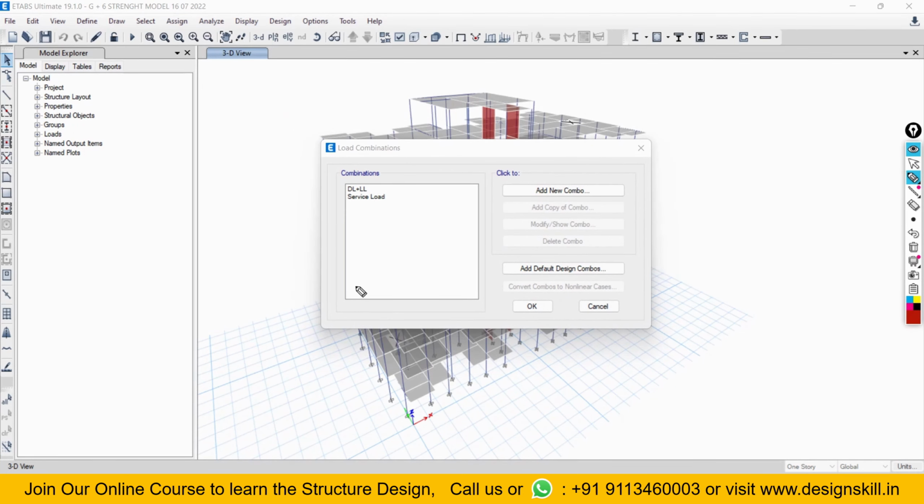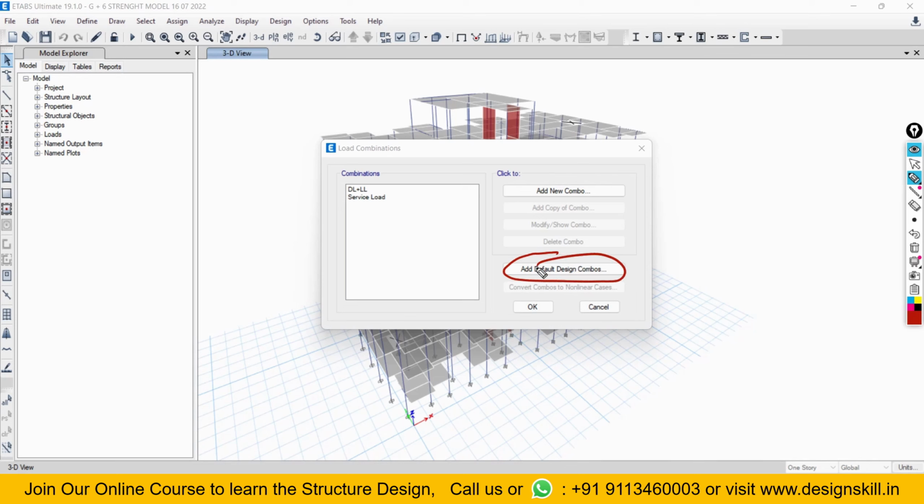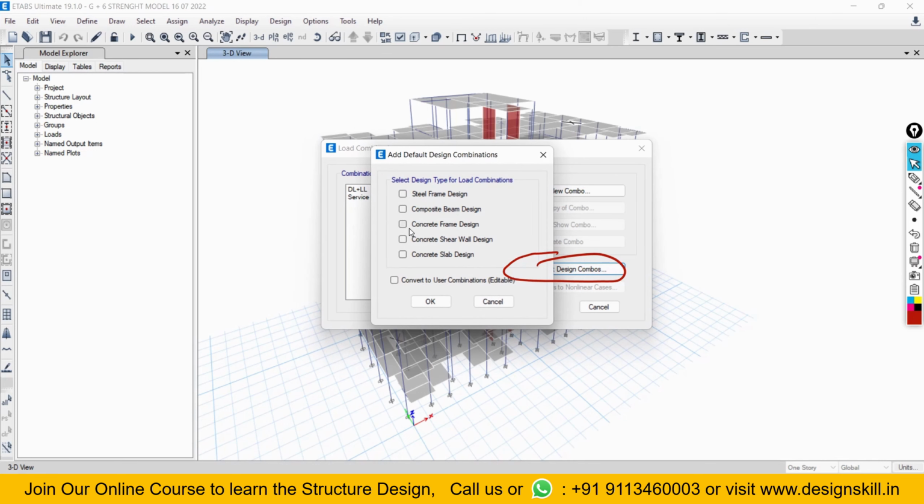There are two ways of adding load combinations in the ETABS software. The first way is to add the load combination manually. You can just click on Add New Combo and add the combination manually. The other way is to automatically generate the load combinations. You only need to click on Add Default Design Combo. On the basis of the load cases, it will generate the load combinations. So let us add this. Click on Add Default Design Combo and here you have to select Concrete Frame Design. You have to click this and make this as convertible. Click this also, and after that press OK.